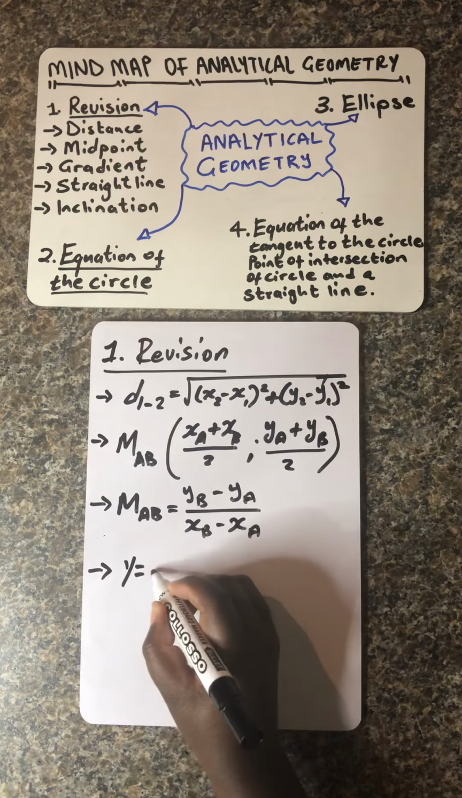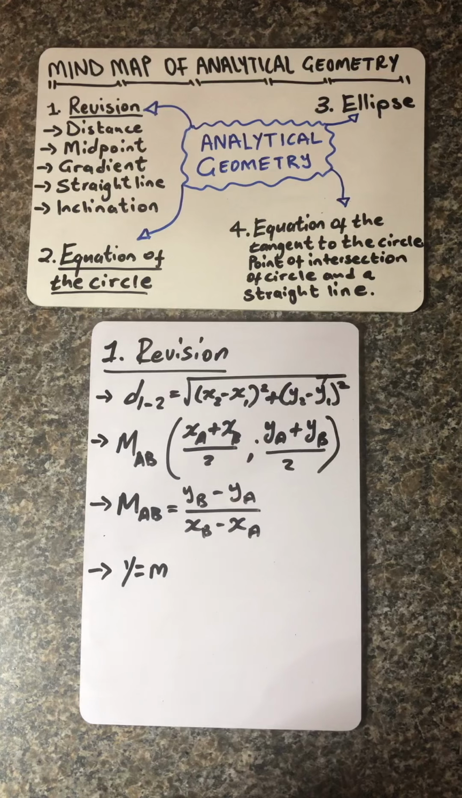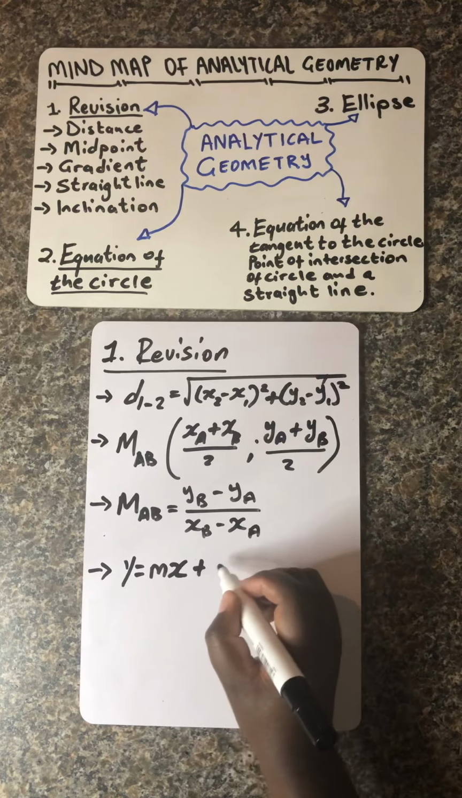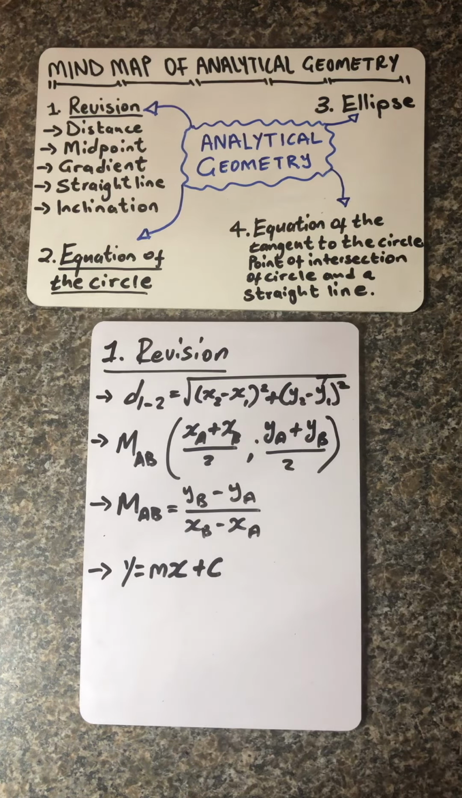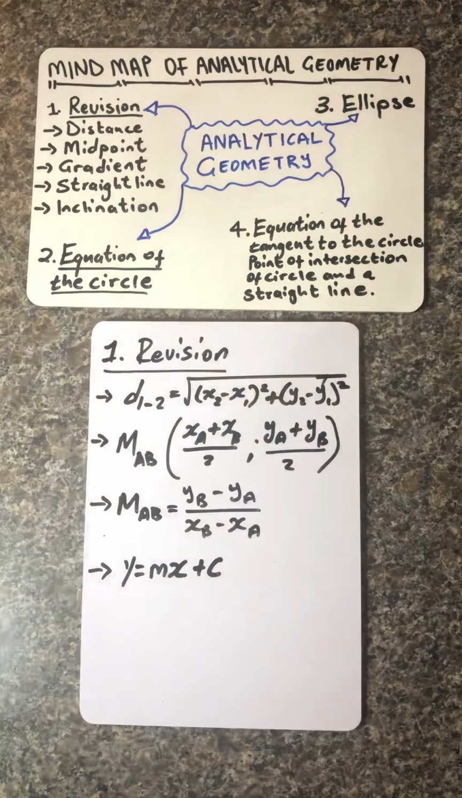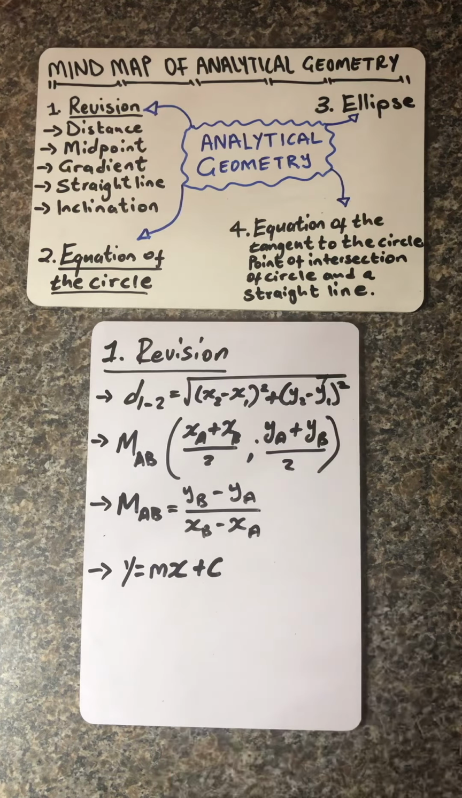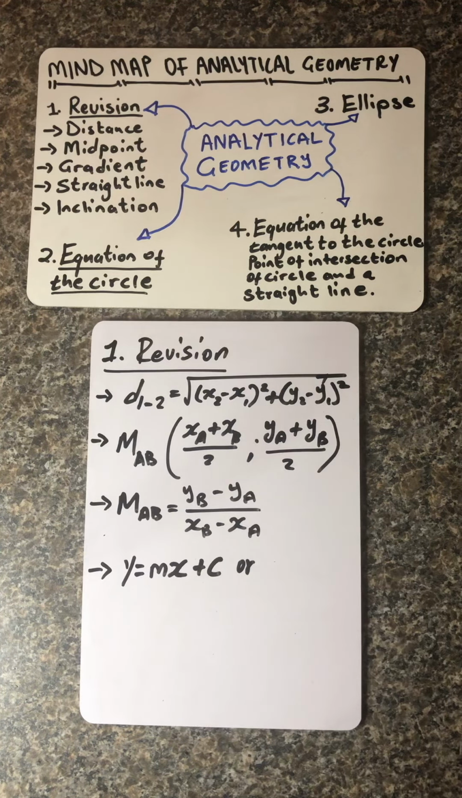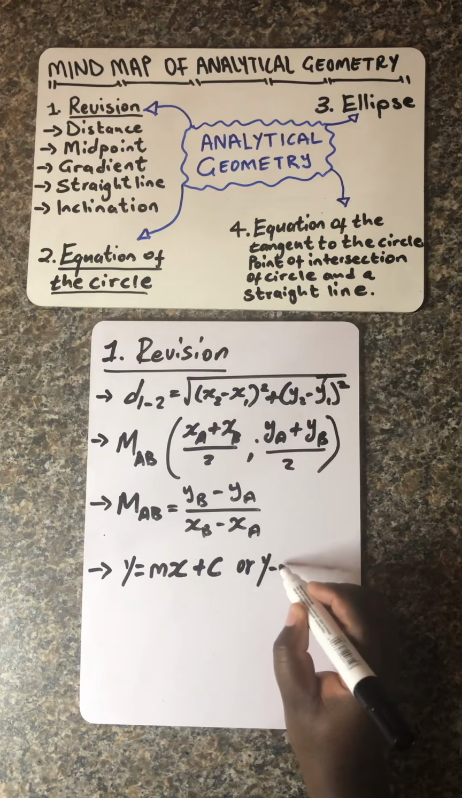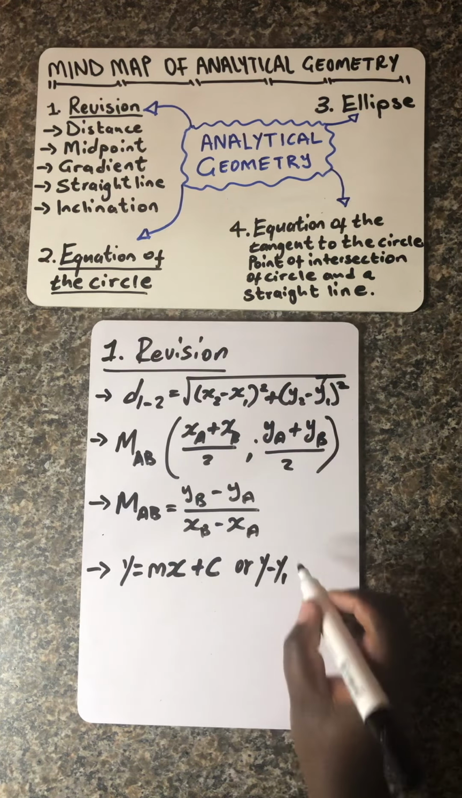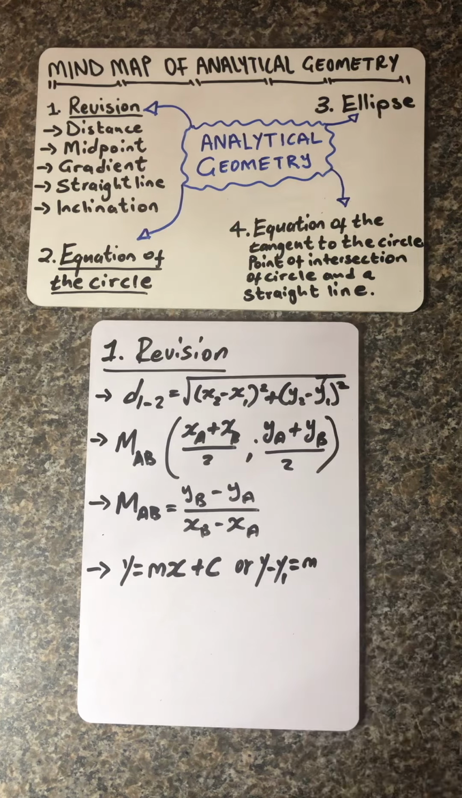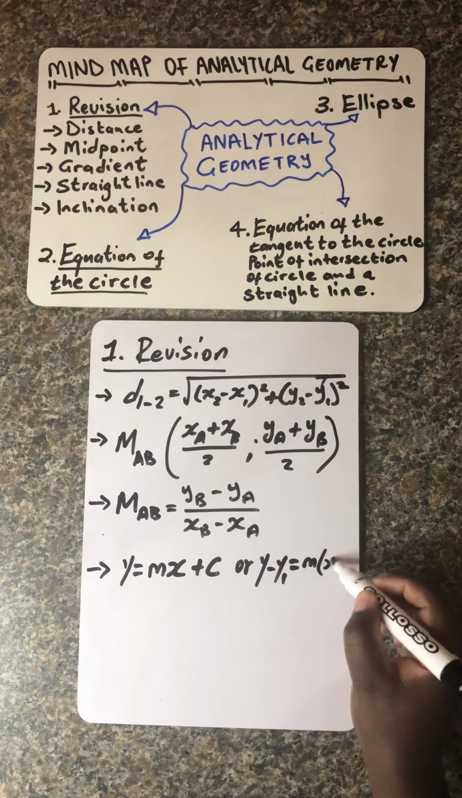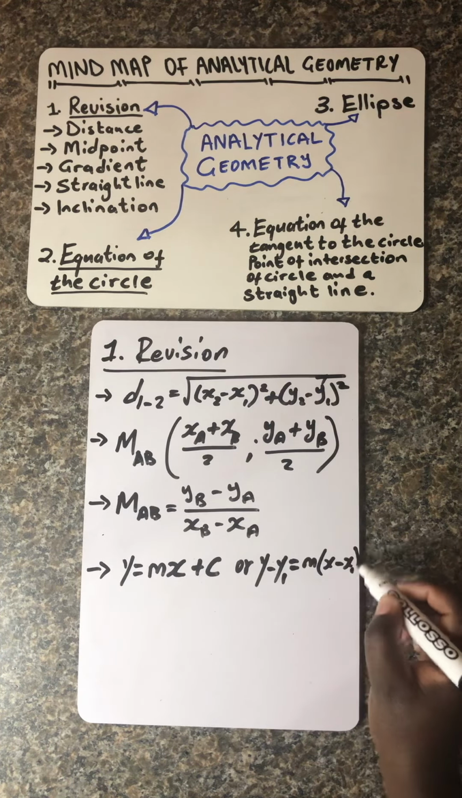Normally it's just y equals mx plus c, where m refers to the gradient. In some instances you might find that in place of c they use q. And again, ladies and gentlemen, some of you might know the straight line formula as y minus y1 equals m, which refers to the gradient, multiplied by x minus x1.